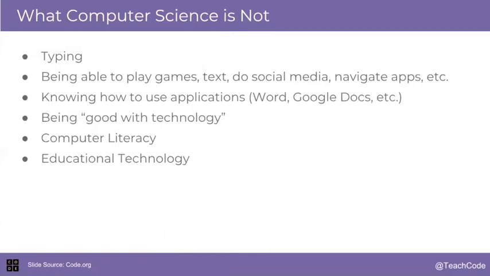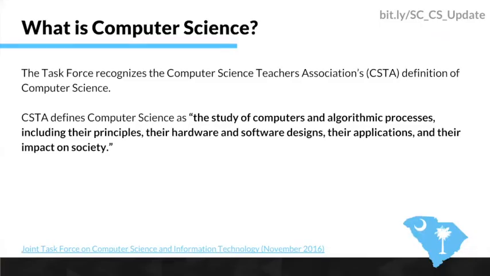So computer science is this overarching umbrella of many things that have to do with computing as a whole. So a couple things: computer science is not typing. It's not being able to play games or being able to type or use social media or navigate a computer or apps. It's not knowing how to use software applications like Google Docs or Microsoft Office. It's not being good with technology. It's not computer literacy or digital citizenship. And it's not using educational technology. It's more than that.